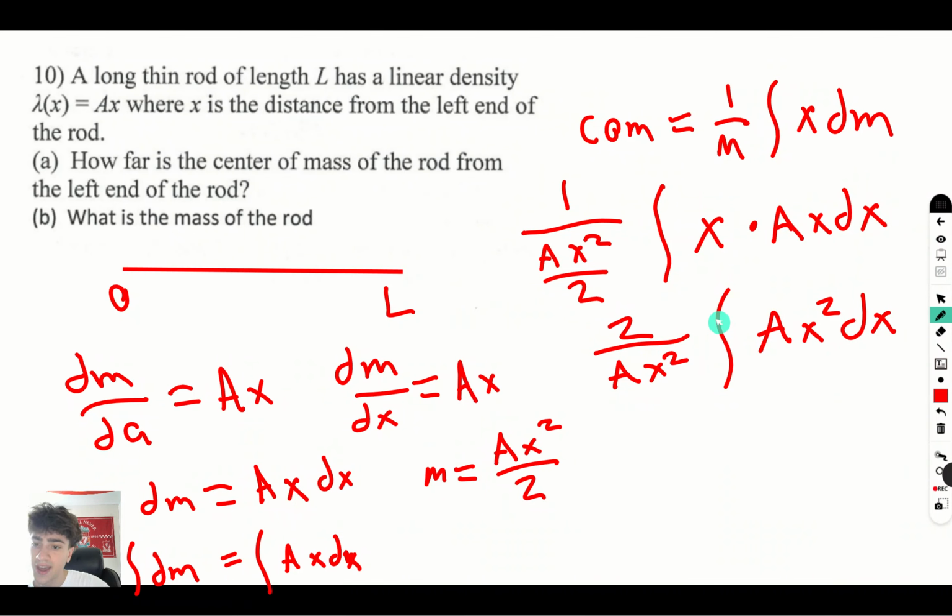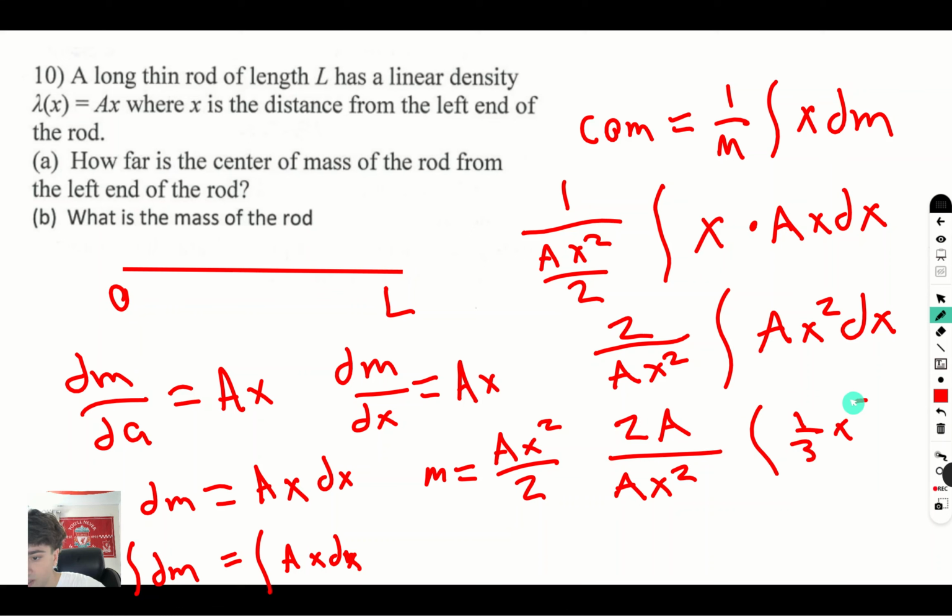Now we can move this a outside because it is a constant, and after we do that we will get 2a over ax squared times the integral of x squared dx, which will be 1/3 x cubed. From here, our last step is to cancel out common terms. We have an x squared here and an x cubed here, which will leave us with an x on the top, and we also have an a on the top and the bottom. So on the top we'll have a 2x, and on the bottom we'll have a 3. And this will be our center of mass.